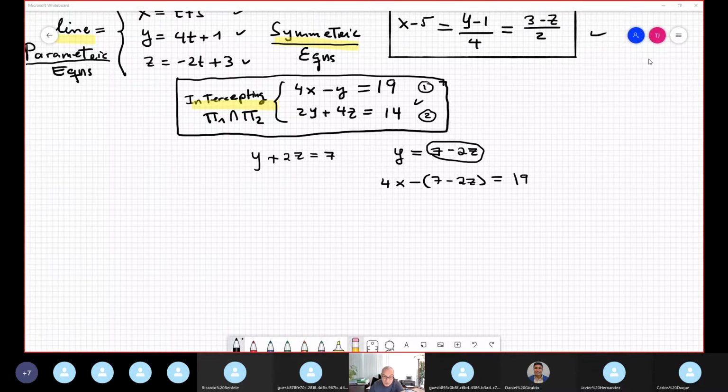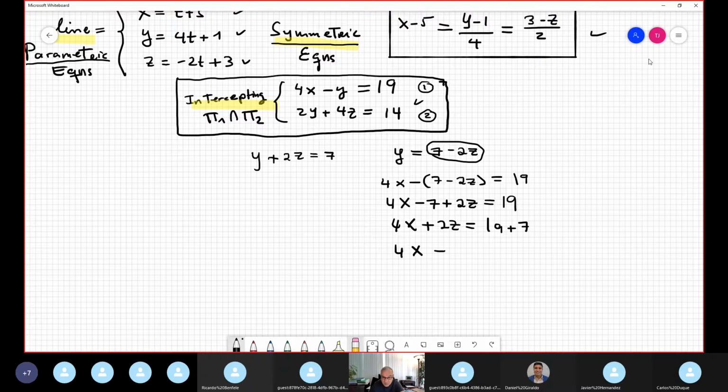Entonces we have 4x minus 7 plus 2c equal 19. Basically, we have 4x plus 2c equal 19 plus 7, no? Okay, it's 26. That's 4x plus 2c equal 26, divided by 2, I know. By 2. It's 2x plus c equal 13.